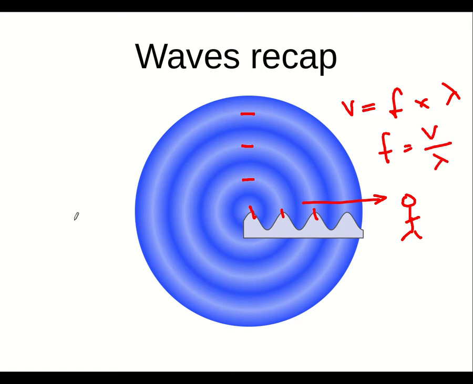And that would be the same everywhere. So if I was over this side observing the same waves, then because they're travelling at the same speed and have the same wavelength, they would appear to have the same frequency.